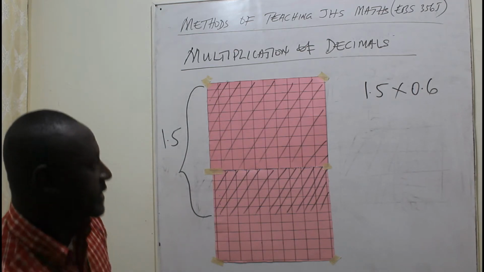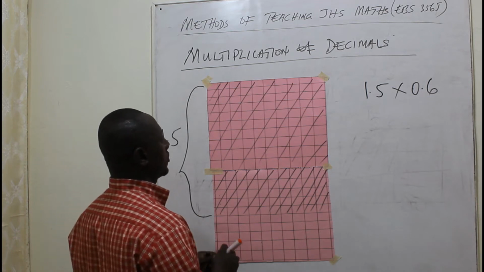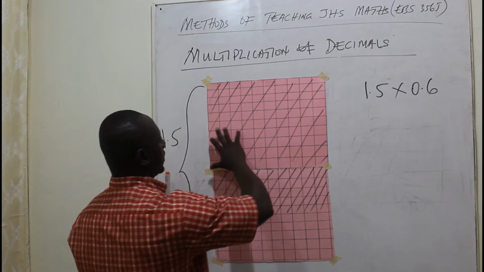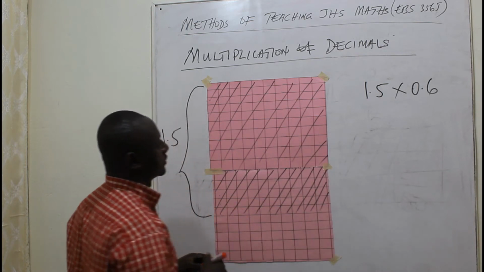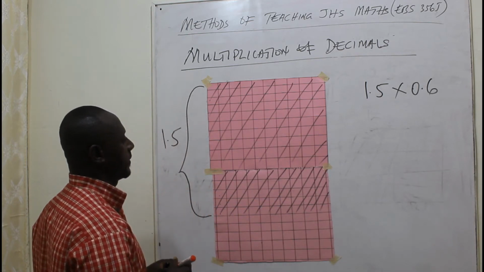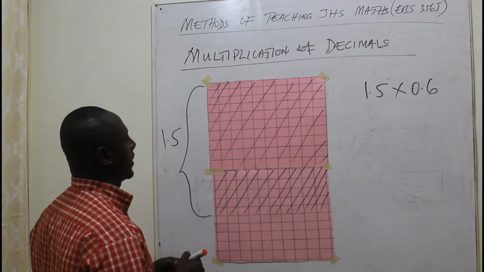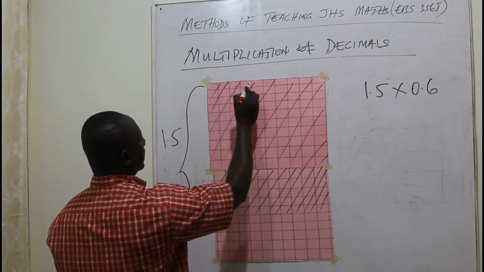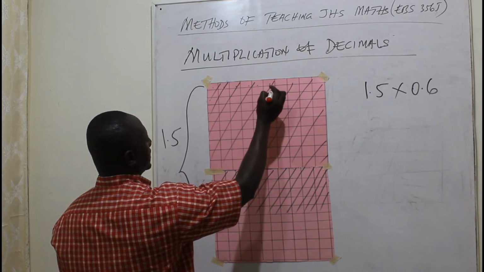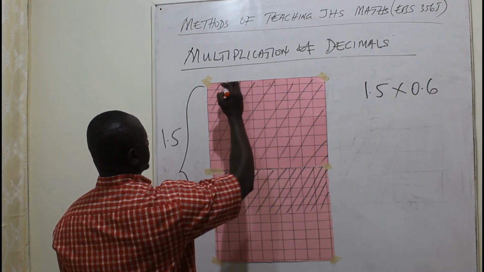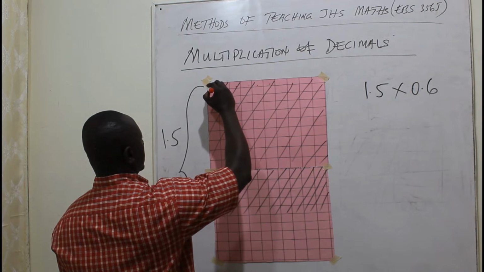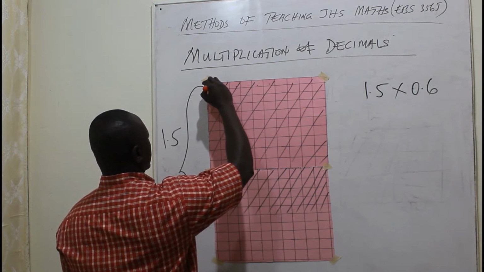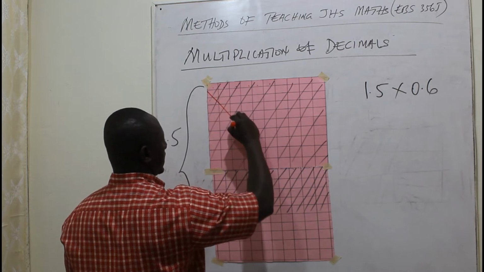And then I need 0.6. I'm also going to shade the 0.6 in this way. Okay? So how do I get my 0.6? I'll have it 1, 2, 3, 4, 5, 6. So I'll have my 0.6 also in this way. This time I want to go in this way. My 0.6 is going to be here.